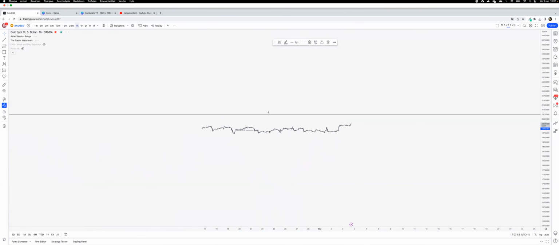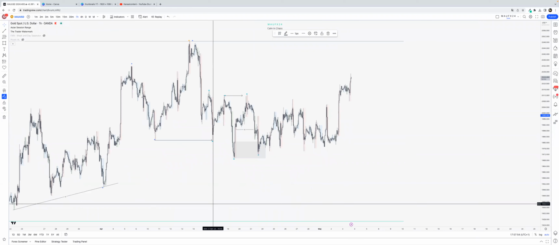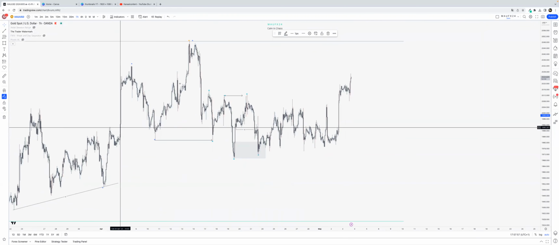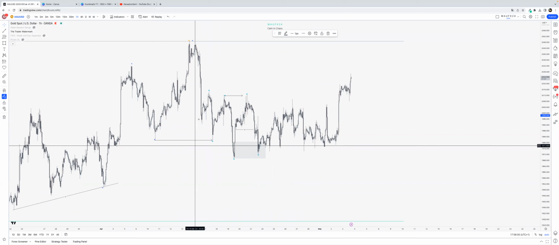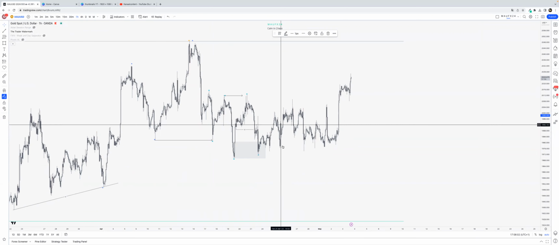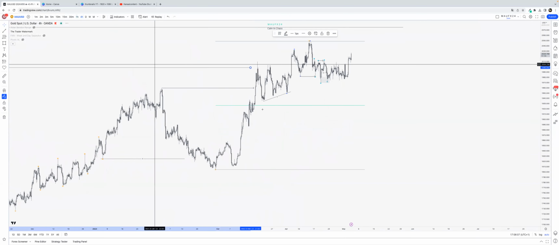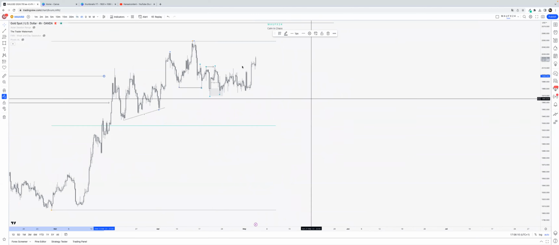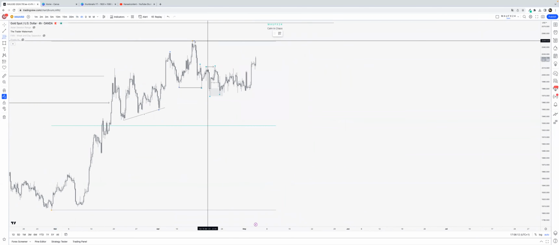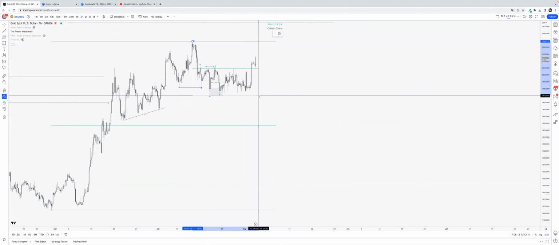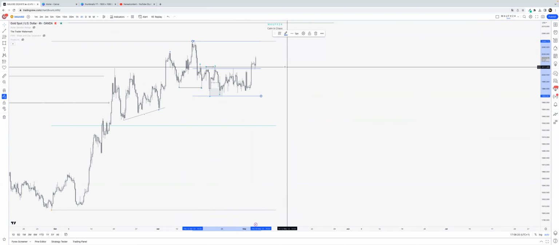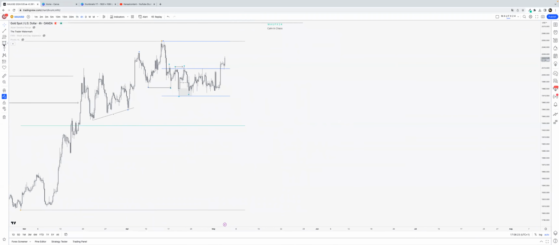Then we can see that we are forming bullish structure here, break to the downside. Then this internal structure is bullish here. But overall, we have this dark blue range. And we can look for sales.